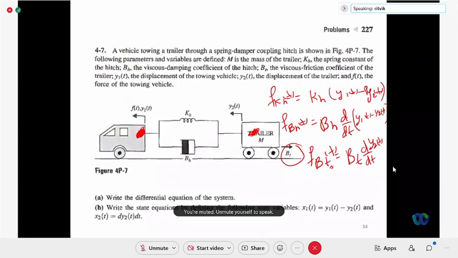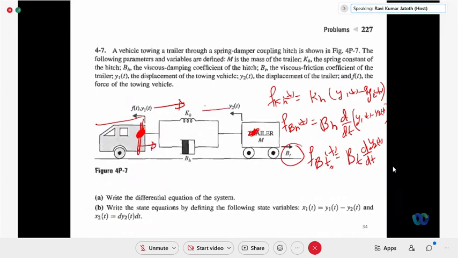Sir, I thought we took F of K_H as opposing. If we took opposing, we should write y2 of t minus y1 of t. Same. See, when this body is moving in this direction, K_H is in this direction. Here it is opposing, whereas the same thing is dragging in this direction. That is because the trailer has no force directly acting on it. But the trailer is moving, so that's why it is acting in the same direction. Okay.